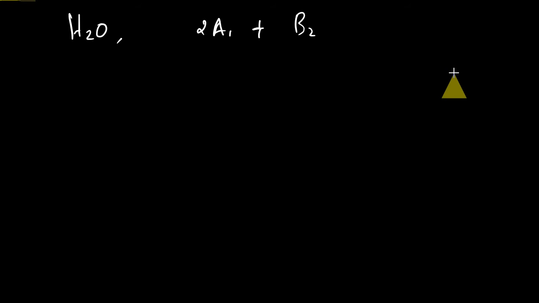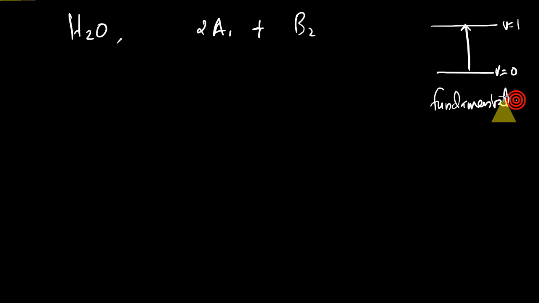And you know that during an IR transition, there will be a transition of the molecule from V is equal to 0 to V is equal to 1 state, right? This is called the fundamental transition.